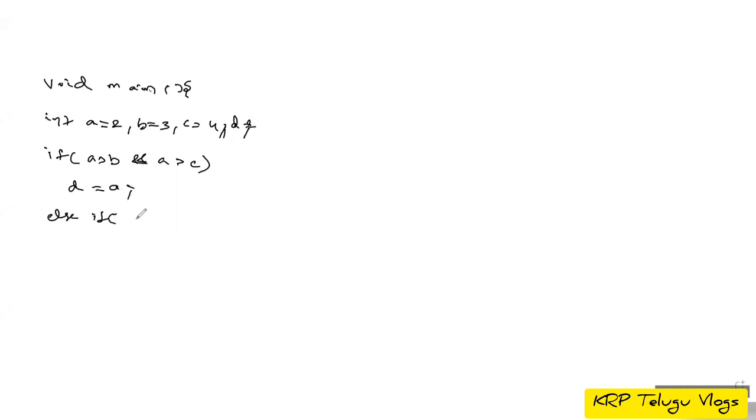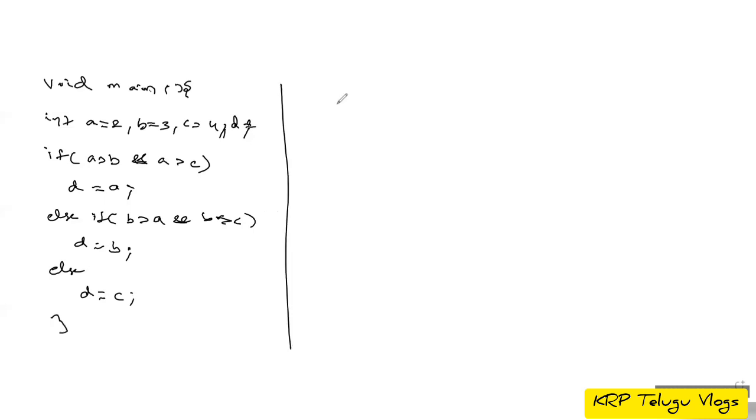Else if b greater than a and b greater than c, we will store d is equal to b. Else, c is the greatest number, so we will store d is equal to c. So we have to write this without using if else, using the ternary operator. So how can we write it?